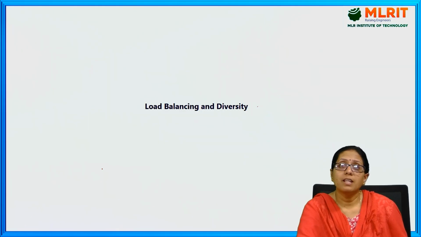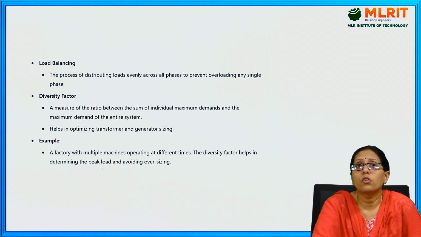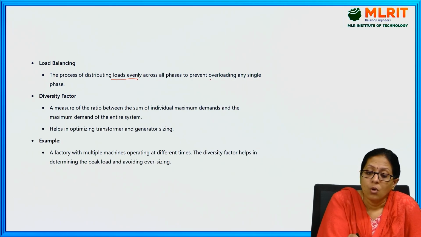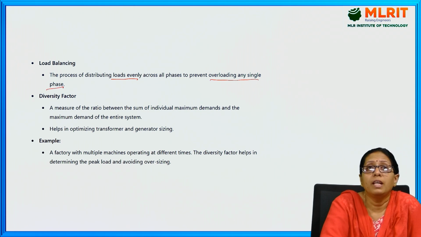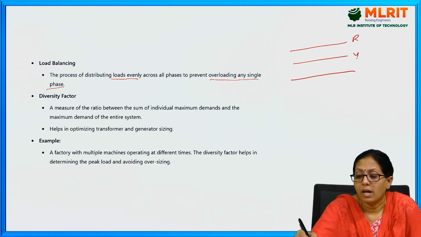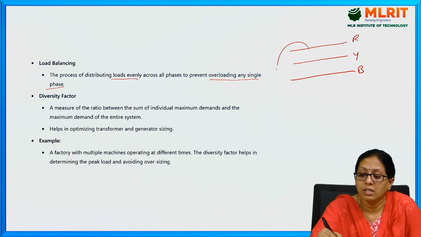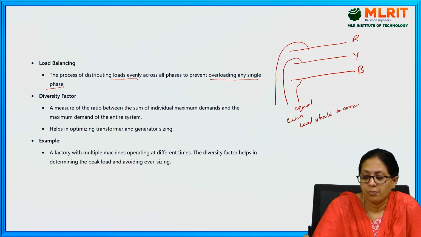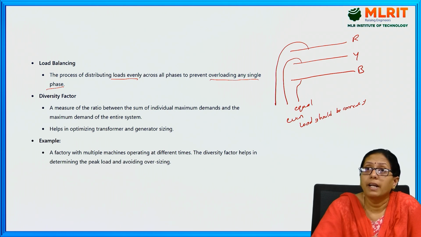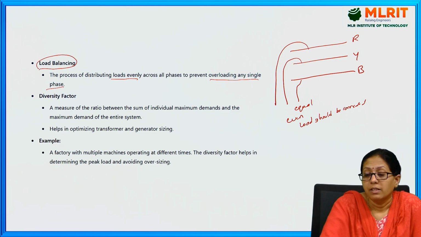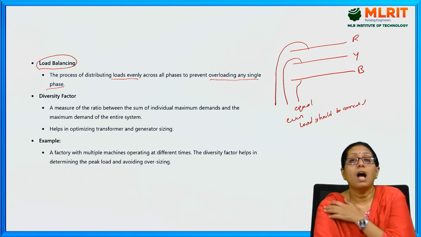Next one is load balancing and diversity. Load balancing is the process of distributing loads evenly across all the phases to prevent overloading on any single phase. That means there are three different lines, three phases, R, Y and B, in a three-phase line. For all the three phases, equal or even load should be connected. All these three phases should be connected to an equal amount of loads, which is nothing but load balancing. And if any overloading occurs, disturbance as well as harmonics will occur.